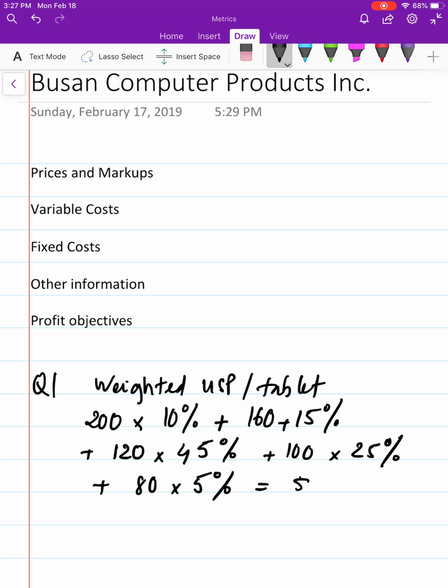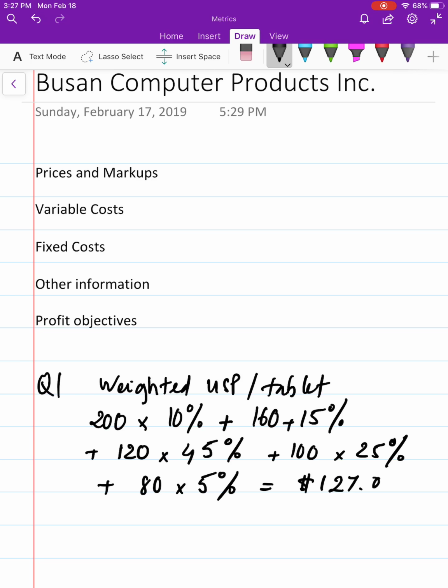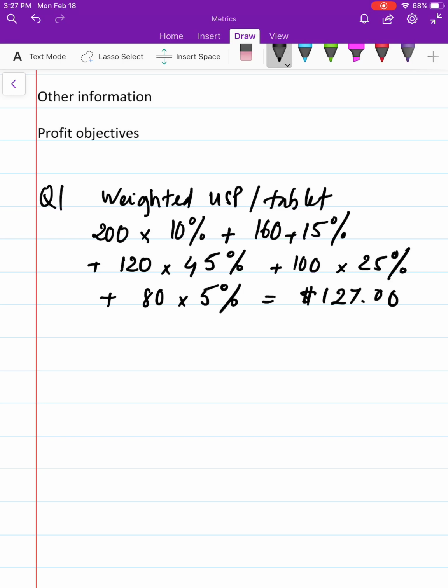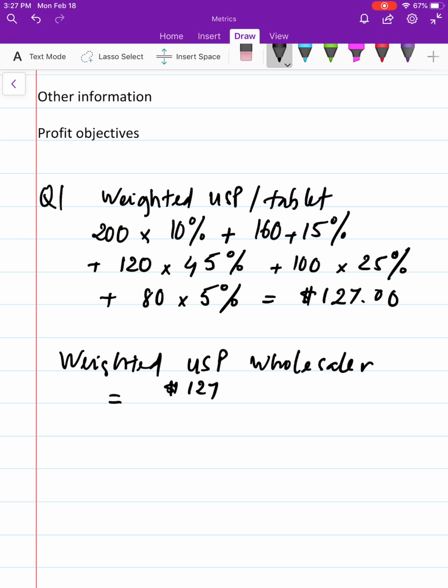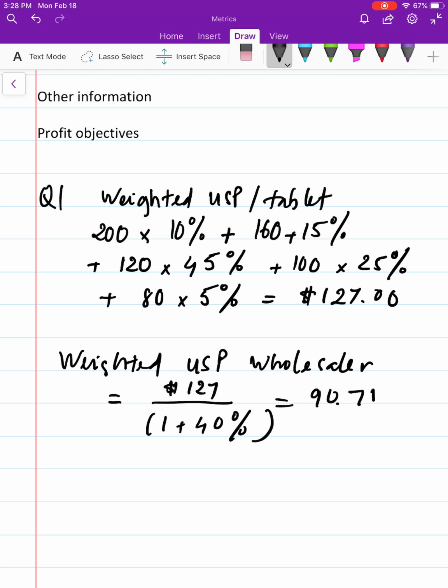And the answer would be $127. Okay. Now, using this price, the weighted unit selling price of the wholesaler would be equal to the unit selling price of the retailer divided by 1 plus 40%, equal to $90.71.